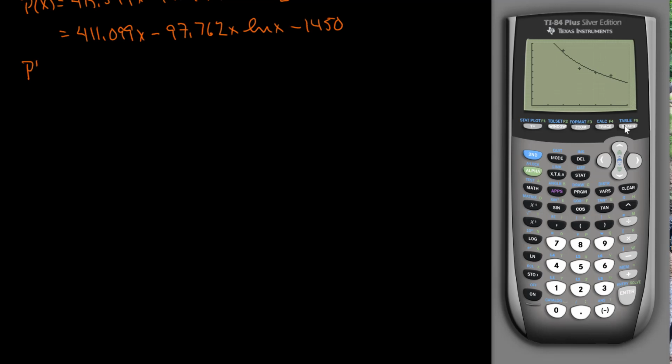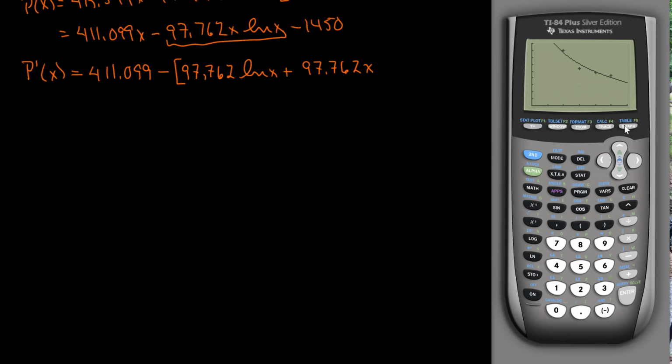Well, the derivative of this is going to be this 411.099 minus, notice this is a product rule. Wow, it's a good thing we've been working on our derivatives. Okay, it's the derivative of the first factor, so it's going to be the 97.762 times the natural log of x plus the first factor, which is 97.762x, times the derivative of the second factor, well, that's natural log of x. The derivative of the minus 1450 is just 0.